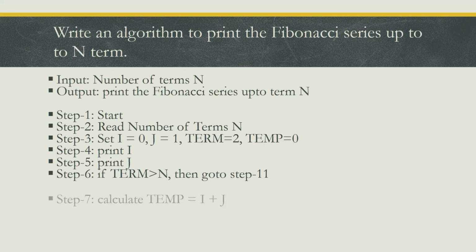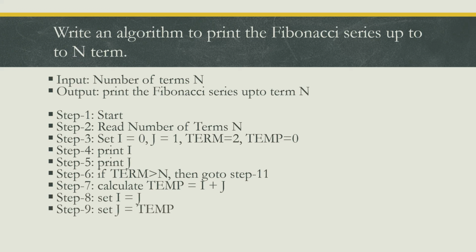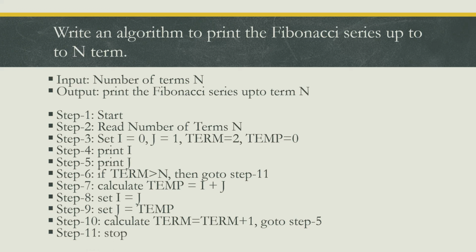If it is not greater than n, then we have to calculate temp is equal to I plus j. Set I to j would be step 8. Set j is equal to temp would be step number 9. Step 10 we have to calculate term is equal to term plus 1, then we have to execute step number 5, and step 11 would be stop. I have already traced this algorithm.